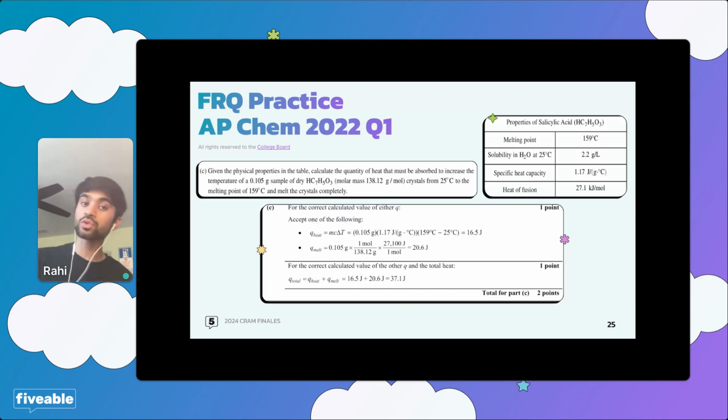You can't calculate the heat in joules, and calculate the melting heat or the melting energy in kilojoules and then add them together. That will be wrong. Okay? So just remember, the units are fine as long as it's kilojoules or joules. If you like megajoules, I'm going to send you to a psych ward, but that's fine. Whatever it is, just be consistent. Okay? That is the end result.